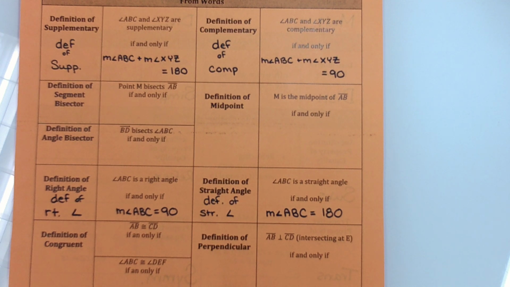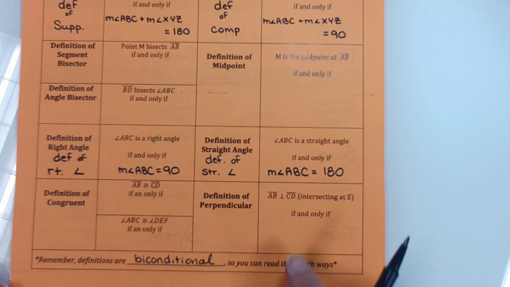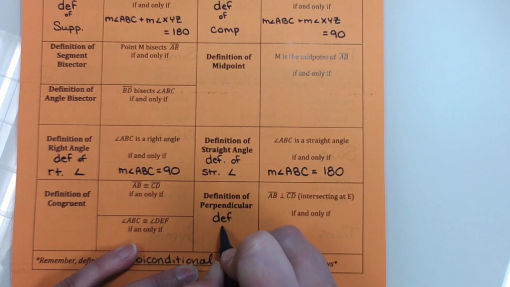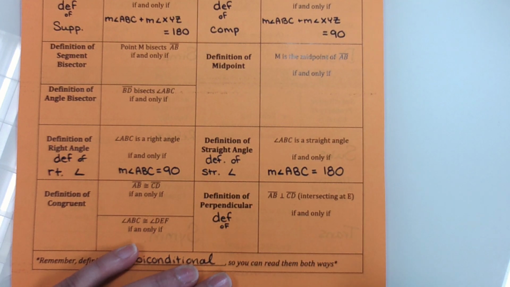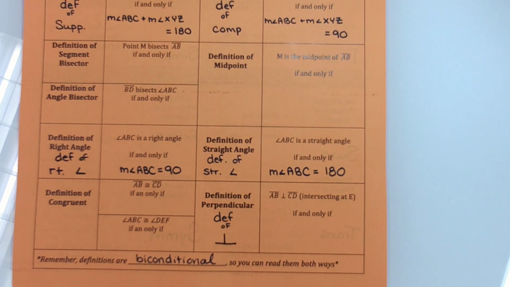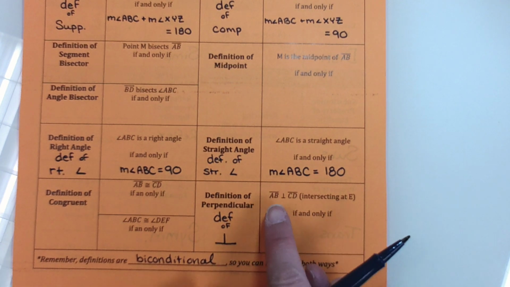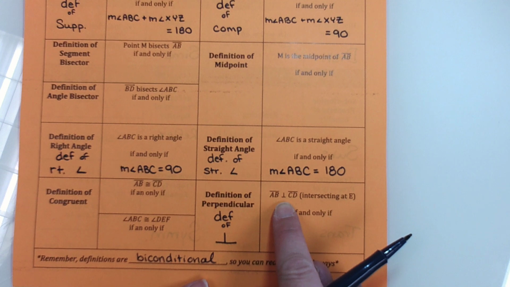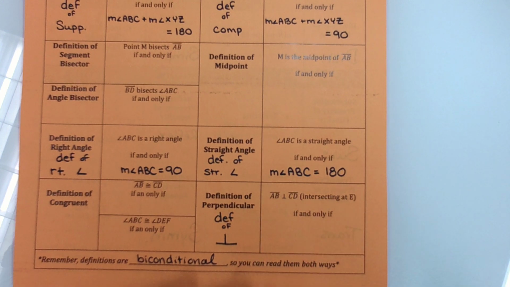Definition of congruent is something that will pop up more tomorrow. Definition of perpendicular. Actually, there's a perpendicular symbol. Upside down capital T is a perpendicular symbol. If you see that it talks about two things being perpendicular, you see that symbol, then essentially what you end up with is a right angle. That's what the definition is.